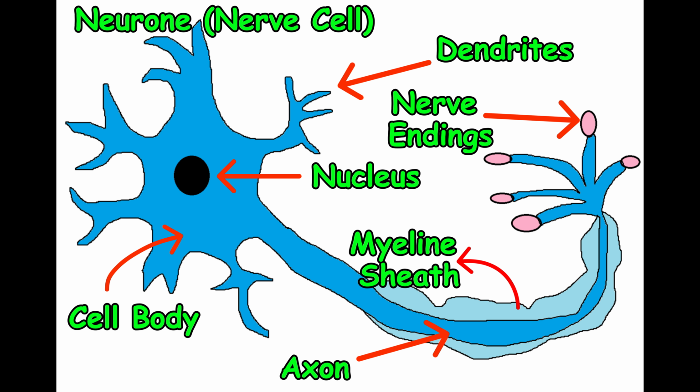Now, because we are dealing with electrical impulses or charge, just like our wires at home, the neurons also have their own form of insulation. This is the myelin sheath. And finally, we reach the nerve endings, from where the signals can be passed on to other neurons, or structures called effectors.